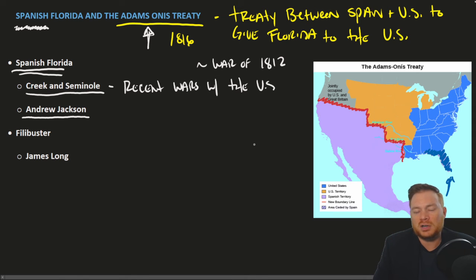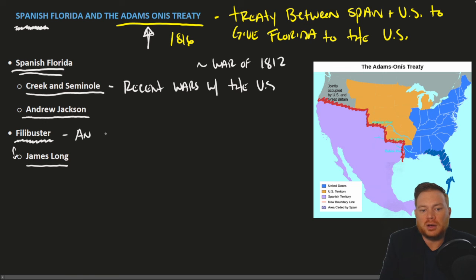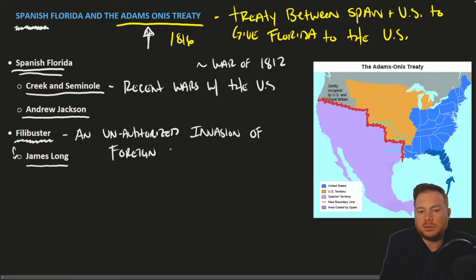Regardless, though, there were still often incidents in which people from the United States, without proper authorization or authority, would continue to encroach upon foreign territory. We call these individuals filibusters. So a filibuster, James Long is an example of one. A filibuster is, we'll say, an unauthorized invasion of foreign territory by, in most cases, we're referring to U.S.